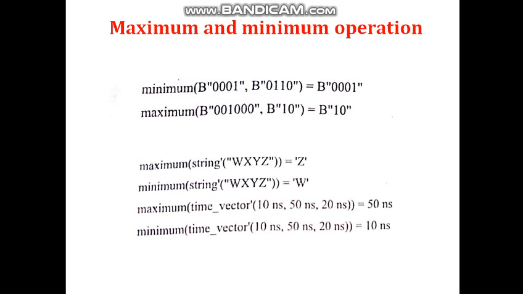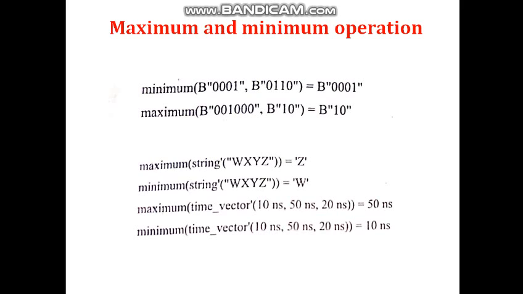The maximum function of this form returns the largest element in the array, and the minimum function returns the smallest element in the array. Again, the comparisons are performed using the predefined less than operator for the element type. Thus, maximum string of wxyz is z. Minimum string of wxyz is w. Maximum time vector of 10 nanoseconds, 15 nanoseconds, 20 nanoseconds is 20 nanoseconds, and the minimum time vector between 10, 15 and 20 nanoseconds is 10 nanoseconds.